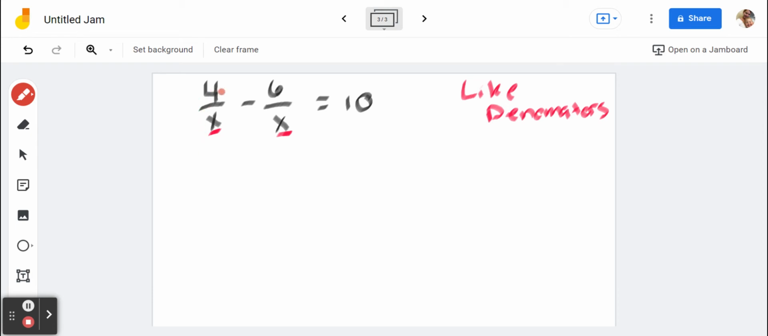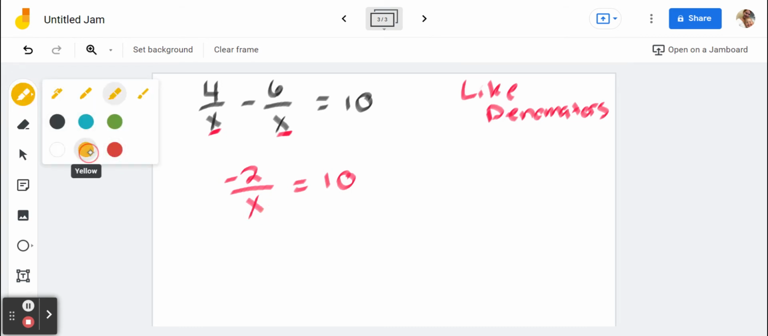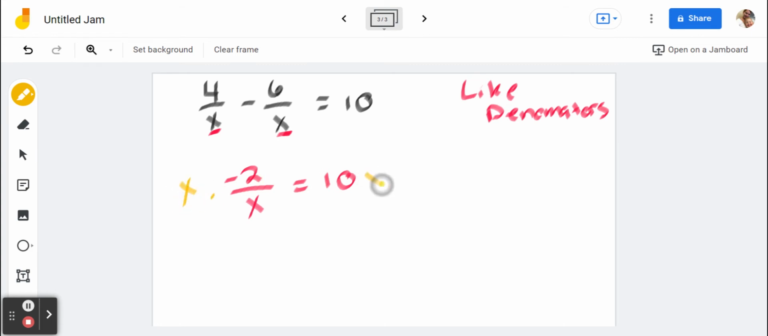So here I'm just going to take 4 minus 6, and I got negative 2 over x equals 10, okay? Now, my goal is I want to get rid of the fraction now, right? So to get rid of this x, I'm just going to multiply this side by x and this side by x. And if I multiply this, right, x divided by x is 1, and 1 times negative 2, therefore it's just negative 2. And then I have now 10x, okay?